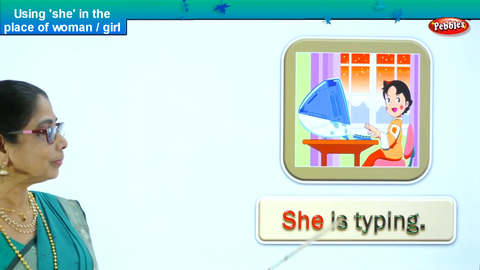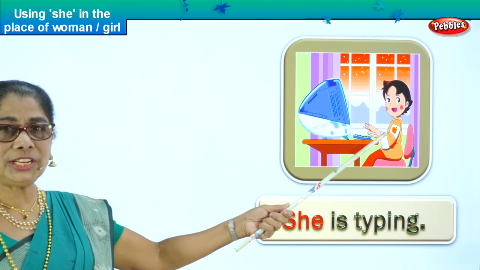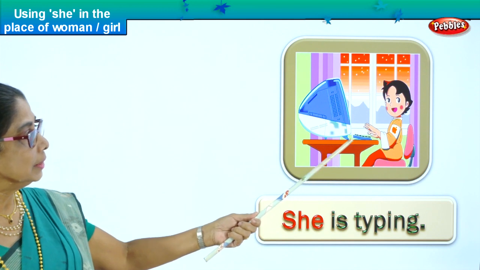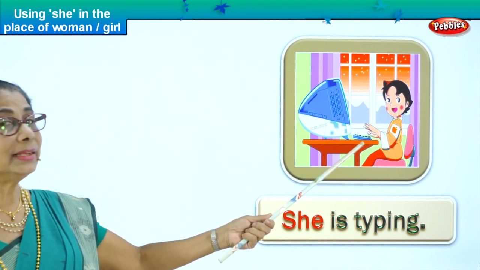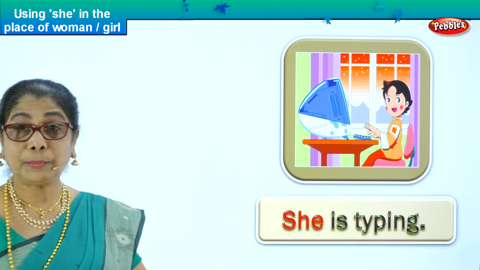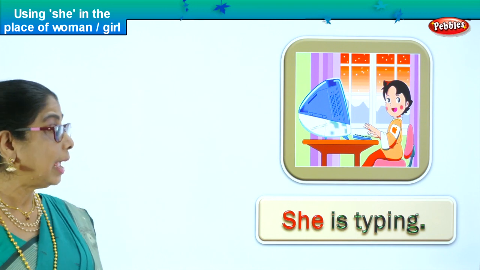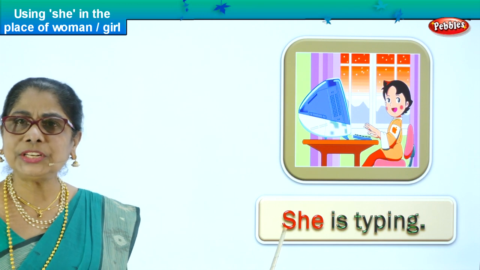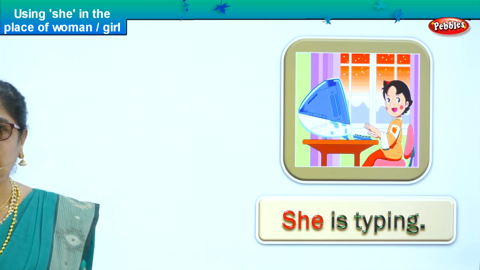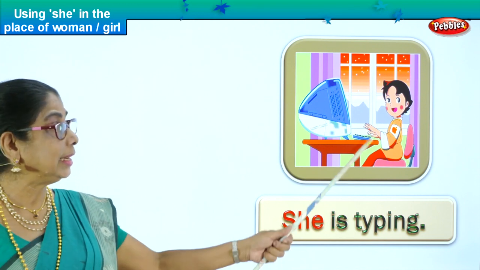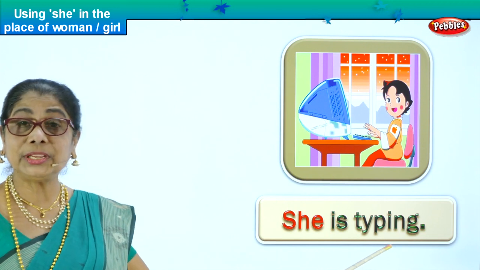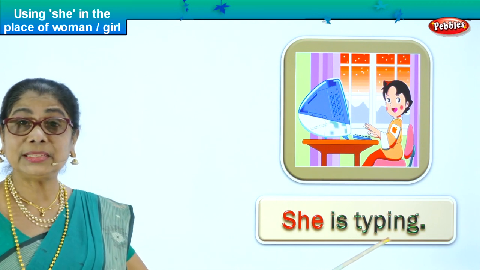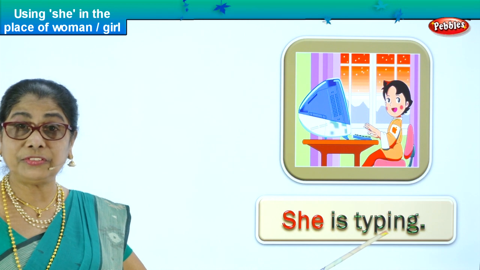Look. What is she doing? She's very busy typing. This lady probably works in an office and instead of her name, we use she. What is the lady doing? She is typing. She's a typist at the office.